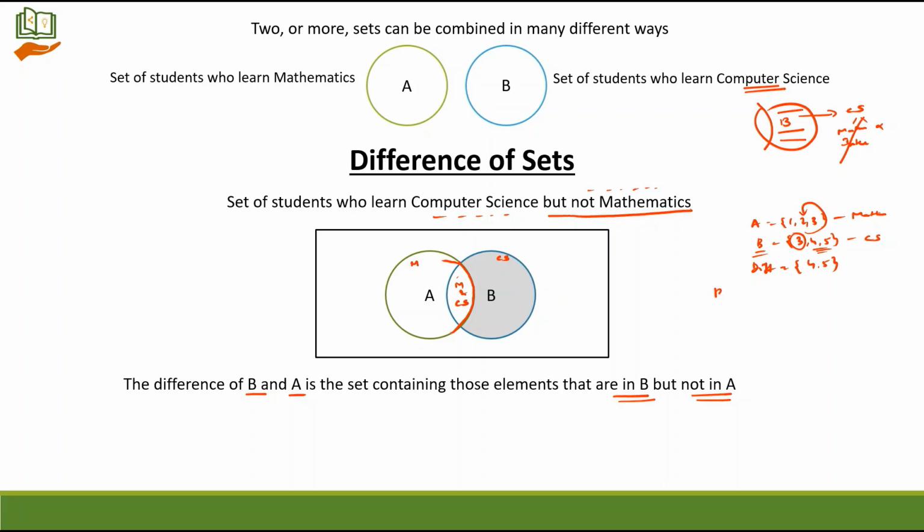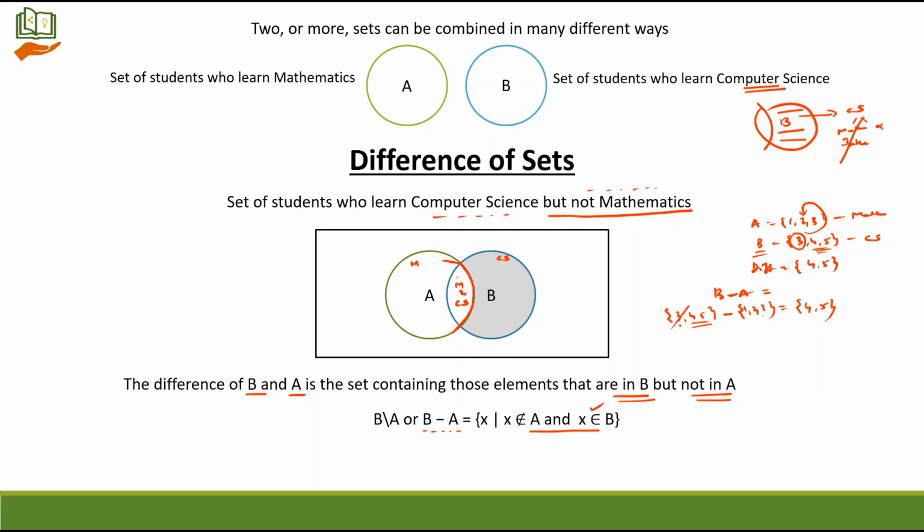So when I say it is B minus A, I have to check {3, 4, 5} minus {1, 2, 3}. So minus is the symbol we usually use for difference. We have to choose elements in B but not in A. 3 is in A, so we don't choose 3. But these two are not in A, so we choose 4 and 5 as the answer. It is denoted by B backslash A or B minus A. Generally we use this notation: x does not belong to A and x belongs to B.